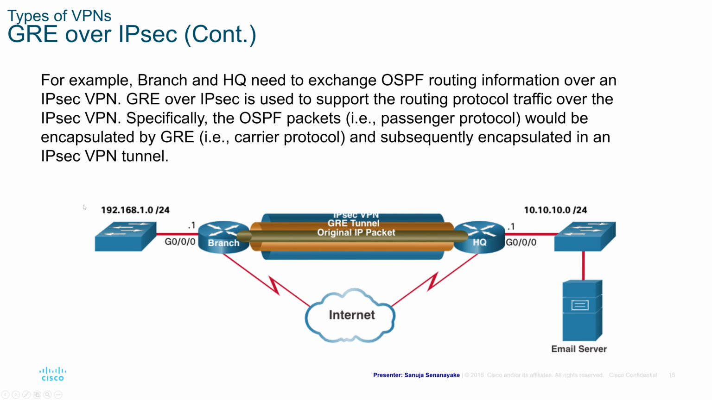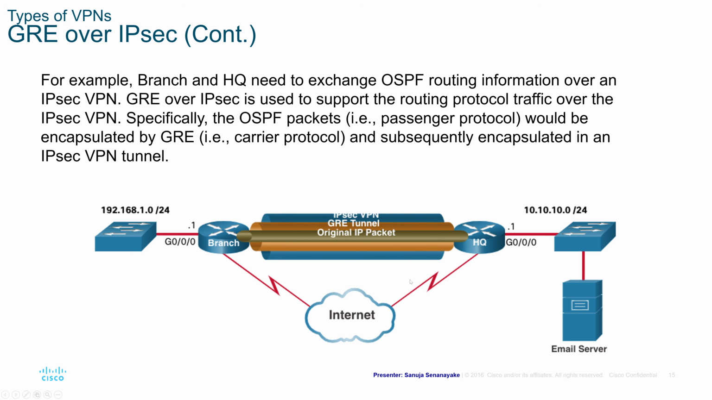So right here we have a switch associated with this branch, and we have a head office, and a switch associated with that head office router. So we have a branch router and a head office router, and we have switches associated on either side connecting different devices. Now they need to communicate. So these two routers are basically going to do GRE over IPsec, so that this tunneling will be created. And you will have the original packet, the GRE tunnel, and the IPsec VPN tunnel.